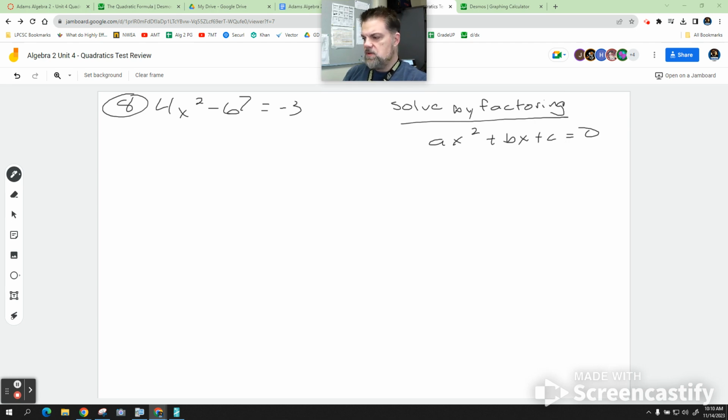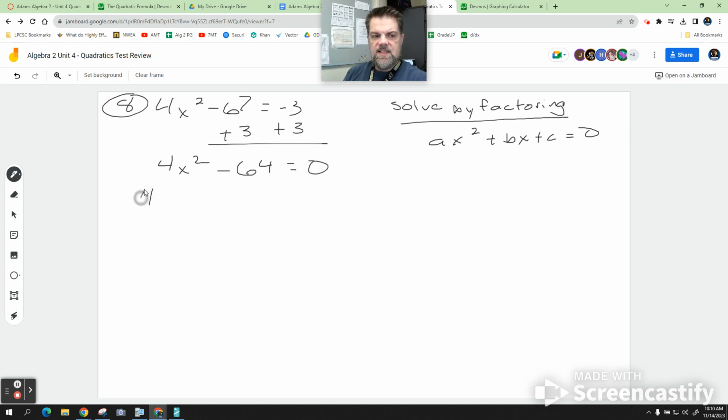So the way that I do that is I'm going to add 3 to both sides. Actually, that's one way to do it. Yeah, let's just do it this way. We're going to add 3 to both sides. And when I do that, I get 4x squared minus 64 equals 0.